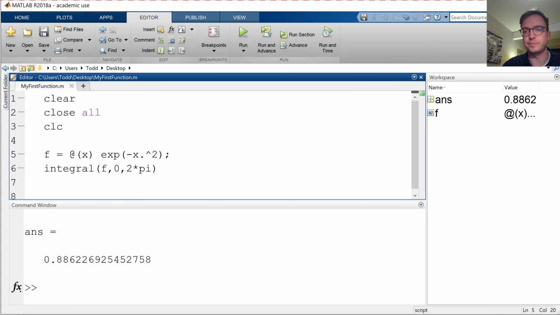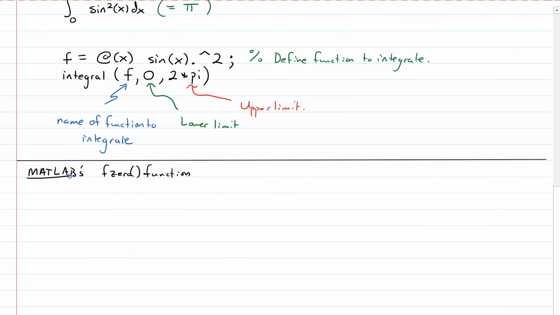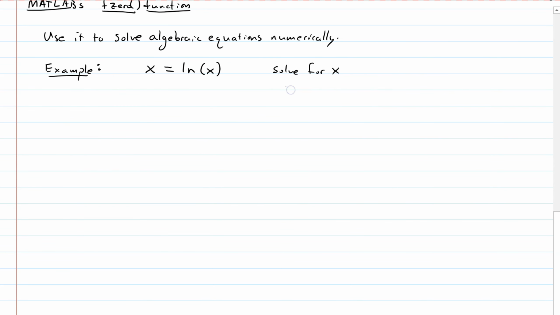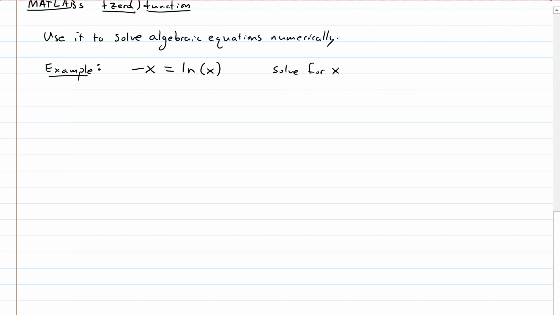Couldn't be simpler. Let's talk about one other useful numerical function, which is called fzero. And what this is used for is to solve algebraic equations numerically. Maybe you have an equation that looks like this. Minus x is equal to the natural log of x. Solve for x.